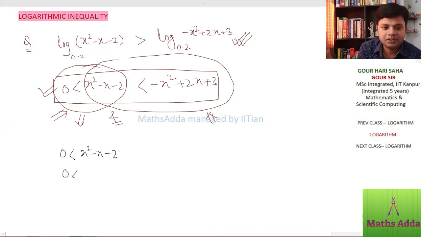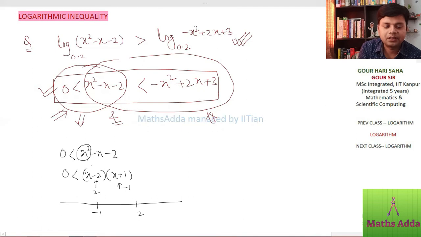Yes, it is a sign scheme question. It is x minus 2 into x plus 1. Critical point 2, critical point minus 1. So number line: minus 1 to 2. Highest power x square is positive, so we start with positive, negative, positive. We are looking for greater than 0, so positive, positive. This means minus infinity to minus 1 union 2 to infinity.